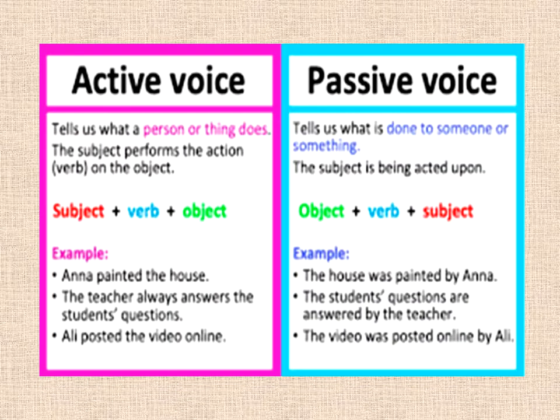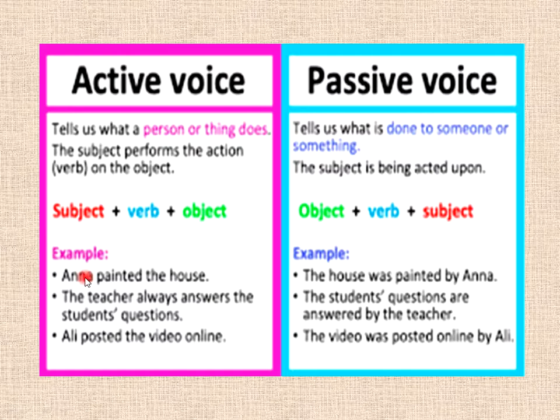So as you can see, the definition over here is: active voice tells us what a person or thing does. The subject performs the action, verb on the object, like subject plus verb plus object. And the passive voice tells us what is done to someone or something. The subject is being acted upon, like object plus verb plus subject.